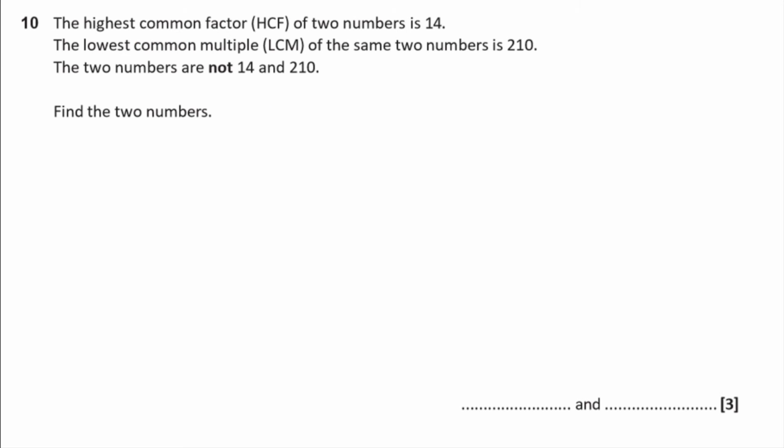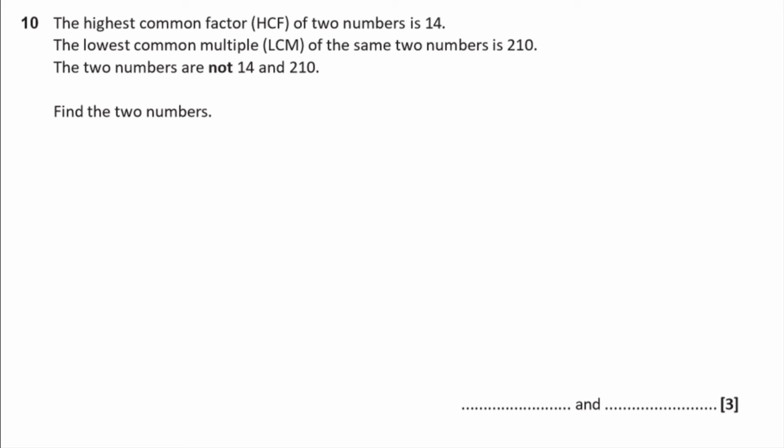Question 10. The highest common factor, HCF, of two numbers is 14. The lowest common multiple, LCM, of the same two numbers is 210. The two numbers are not 14 and 210. Find your two numbers.